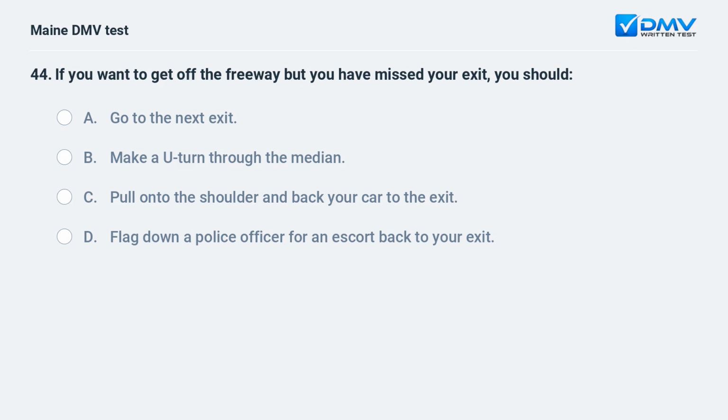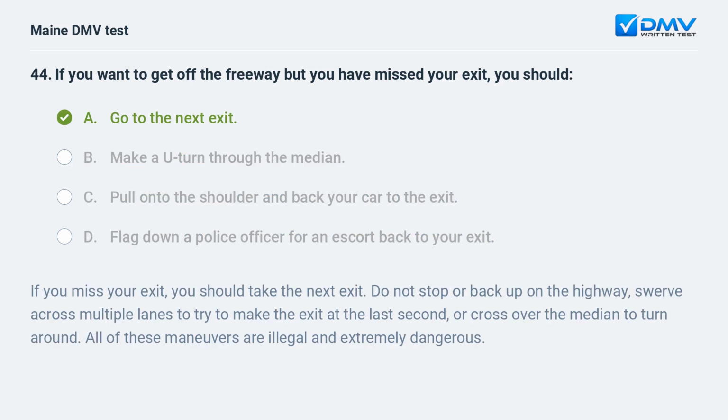If you want to get off the freeway but you have missed your exit, you should A. Go to the next exit. B. Make a U-turn through the median. C. Pull onto the shoulder and back your car to the exit. D. Flag down a police officer for an escort back to your exit.